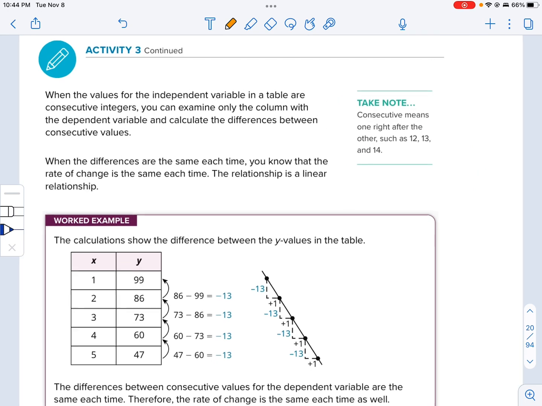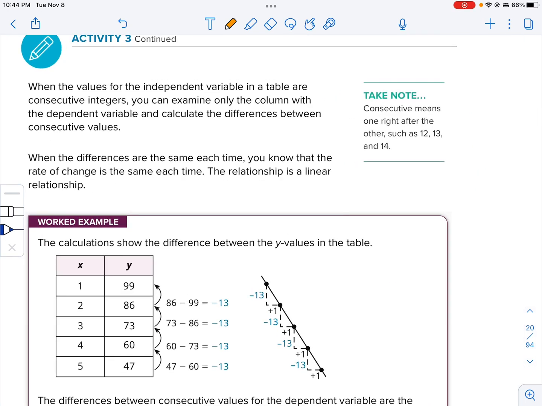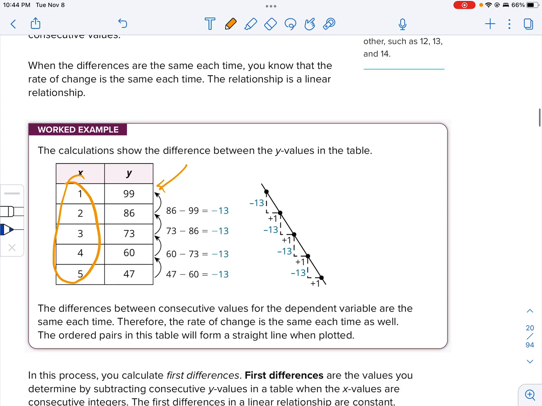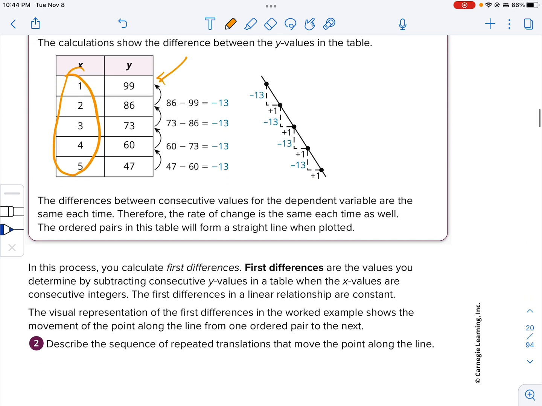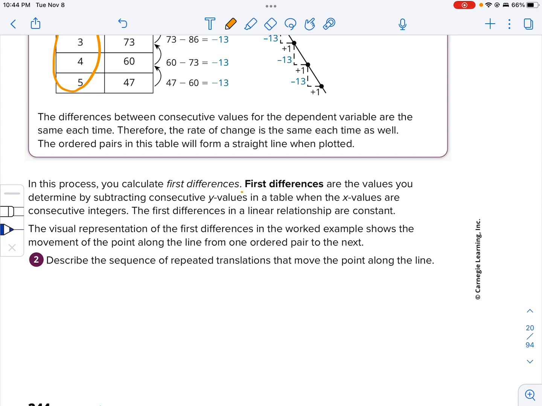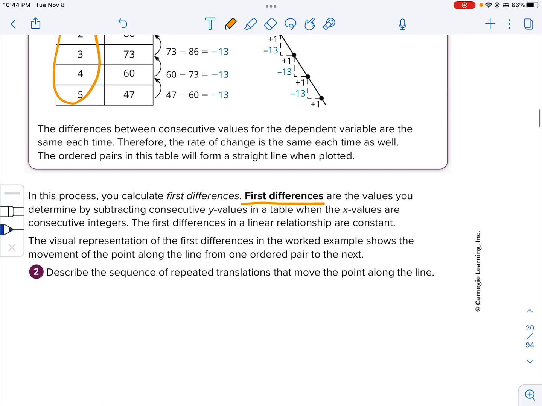When the values for the independent variable in the table are consecutive integers, that means 1, 2, 3, 4, 5. It goes right in a row. You can examine only the column with the dependent variable. So if you just look at the y values, okay, if I subtract just the y values, you would have noticed that it came out to negative 13 each time. Okay? This is called first differences when you have them going right in a row.